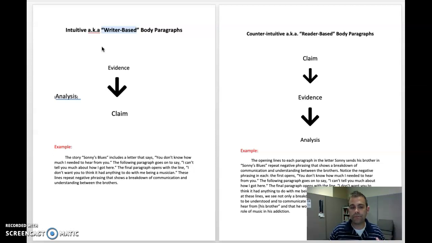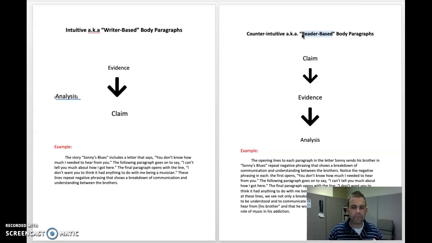But because it's intuitive, it means you've written it for yourself as a writer. Ultimately with a paper, you're trying to make it into what we call a reader-based model. We're trying to think of how we repackage what we've written for an audience to get it in the order they need it, not the order we found it.